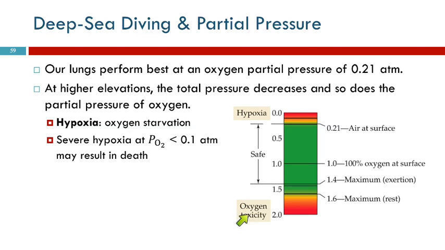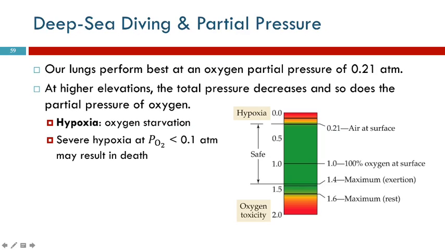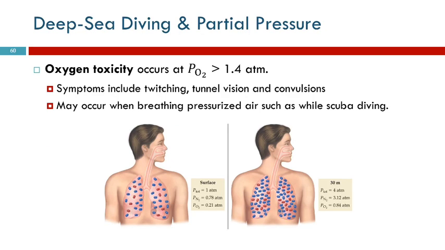You can also have too much oxygen, as with many things, even things that are vital for life like water. Too little will kill you. Too much will kill you. Same thing with oxygen. Too little, hypoxia, is bad, but if you get too much oxygen, you get oxygen toxicity. That's also bad. Thankfully, there's a wide range that's safe. Above about 1.4 atmospheres, you can have symptoms of oxygen toxicity.